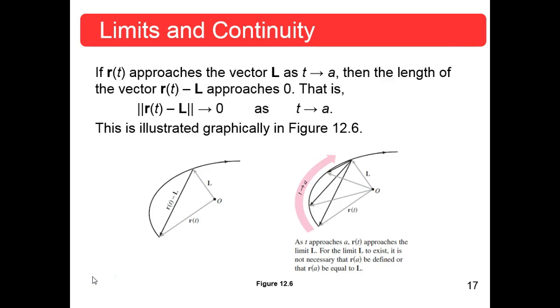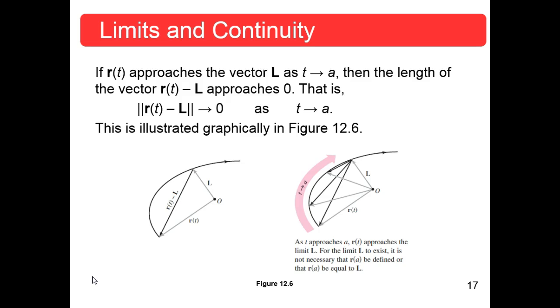Okay? So, if r of t approaches the vector L, remember now we're no longer dealing with scalars, we're dealing with vectors. So if r is a vector, L has to be a vector. That's the limit of that vector. As t approaches a, then the length of the vector r of t minus L approaches 0. That means the magnitude of this gets closer to 0 as t gets closer to a.